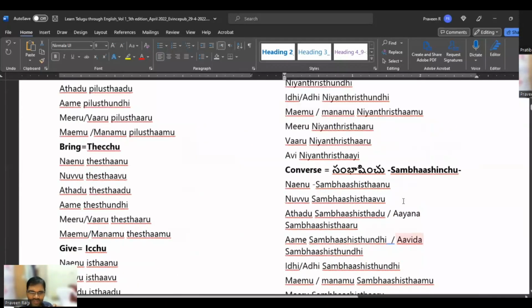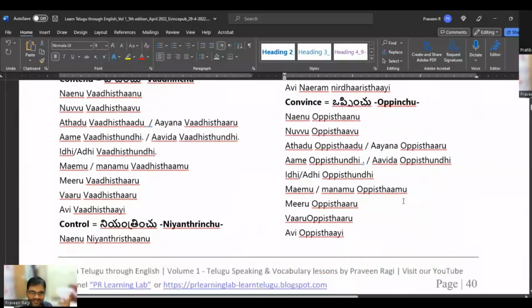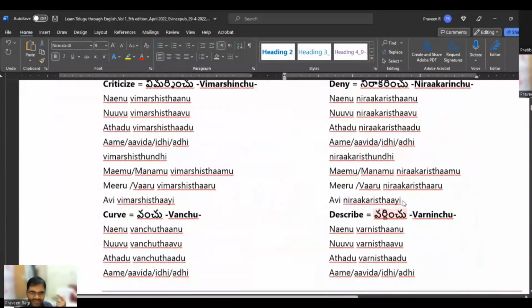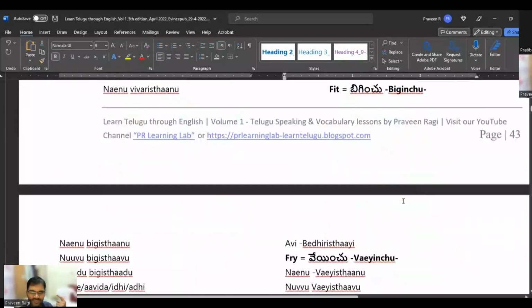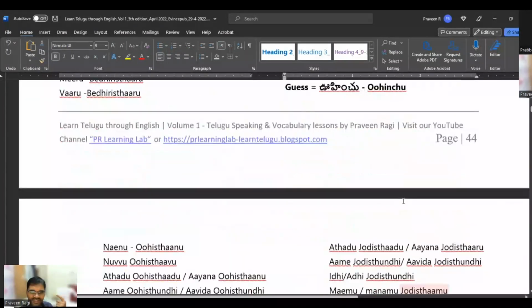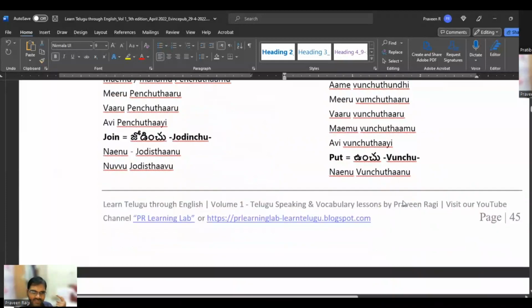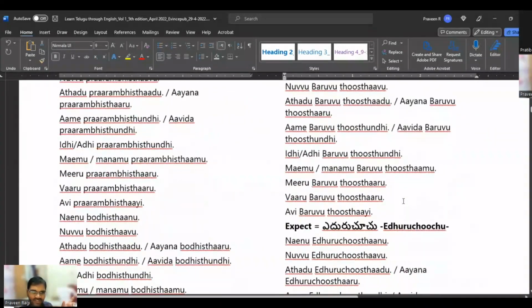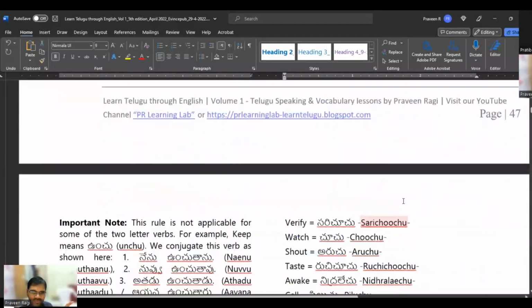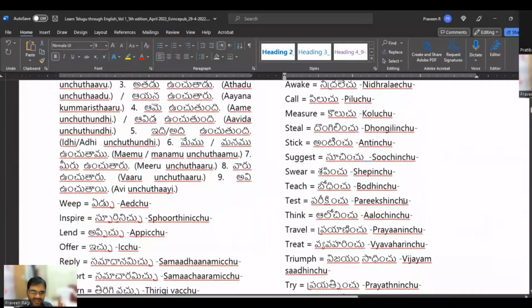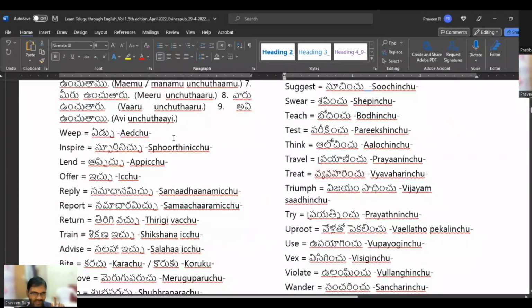So there are so many verbs. You can make the sentences using that example table. Okay. Let's go. But I want to show something. After finishing these things, I have given some more verbs for your practice, even without the positive sentence. Only verbs will be there. So for those verbs, you need to make the positive sentence also. See, weep, ఏడ్చు, lend, అప్పిచ్చు, offer, ఇచ్చు.